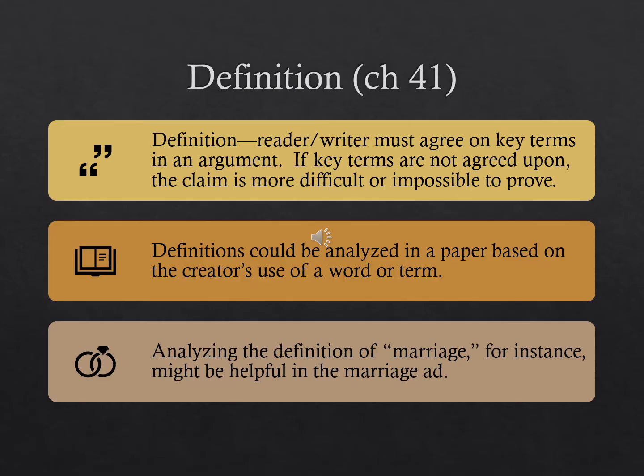And definition is another type of proof that goes under the rubric or heading of logos. Definition goes along with the strategy in chapter 41 of writing your own definitions. Here, we're thinking about analyzing definitions perhaps as we analyze the ads. So a reader and a writer, so the audience and the creator or the writer, must agree on key terms in an argument. And if key terms are not agreed upon, the claim is more difficult or impossible to prove.